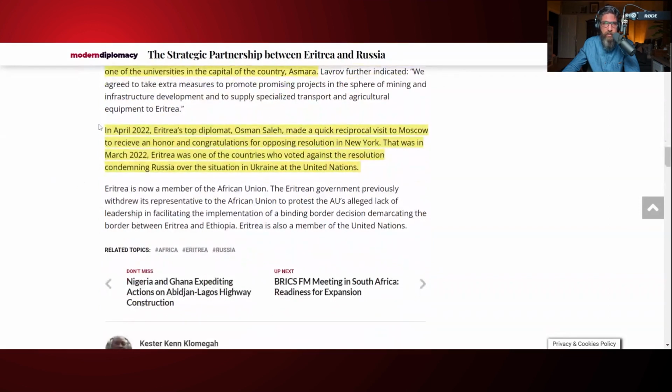In April 2022, Eritrea's top diplomat Osman Saleh made a reciprocal visit to Moscow to receive an honor and congratulations for opposing the resolution in New York. That was in March 2022. Eritrea was one of the countries that voted against a resolution condemning Russia over the situation in Ukraine at the United Nations.